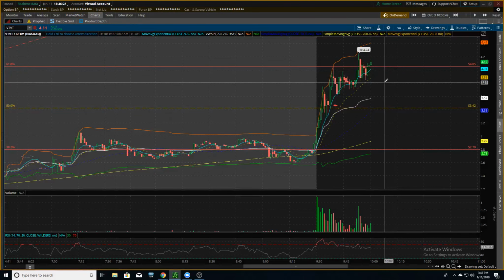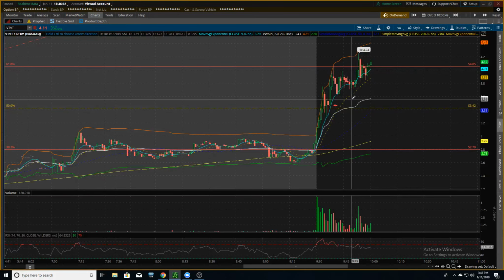So hotkeys typically do not work in On Demand as far as the buy and sell orders. I could be absolutely wrong though. Let me double check here. Yeah, you can see it's flashing, but it's not bringing up the order queue. So that's one thing, but hotkeys are your friend.